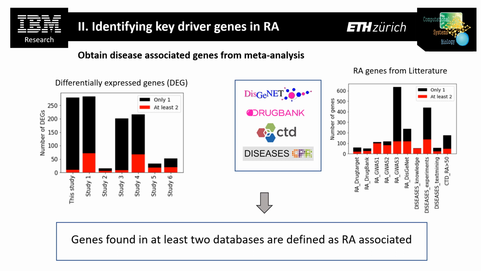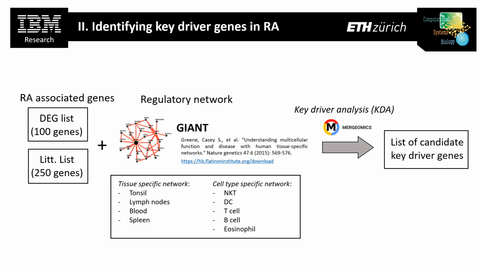And the other thing we did is that we checked all these databases that have information about RA. So for example, DrugBank for the gene target, or DisGeNET for the disease. And again, if a gene is in at least 2 databases, we take it in the list from literature. So we have 2 lists that we'll show later. So here, one list with around 100 genes, the other one with 250.